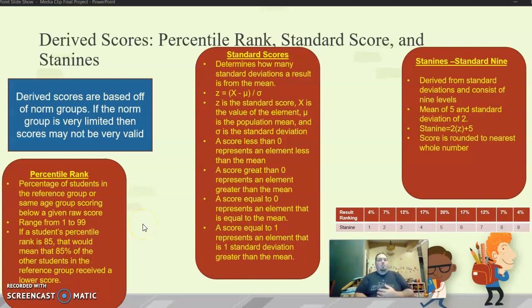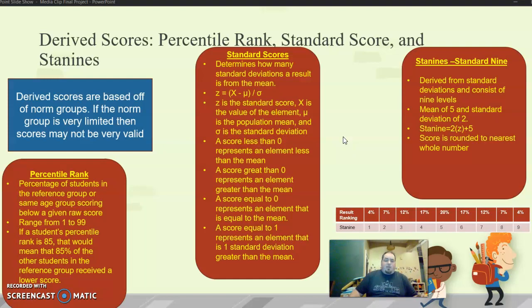So first we talk about the percentile rank. Basically, it is the percentage of students in the reference group or same age group scoring below a given raw score. The percentile rank ranges from 1 to 99. So, for example, if a student's percentile rank is 85, that would mean that 85% of students in the reference group received a lower score than that student. I'm going to move on to the standard scores.